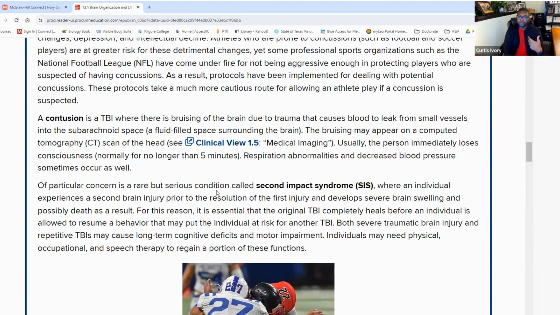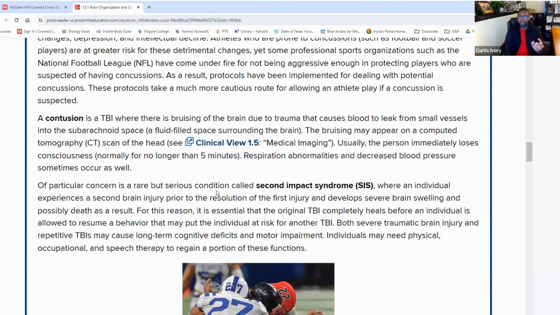Essentially, the trauma has burst a bunch of blood vessels, and you're having internal bleeding. And then also you've damaged that tissue, and now that tissue is trying to heal, but also is trying to get rid of those red blood cells that have died in that tissue.